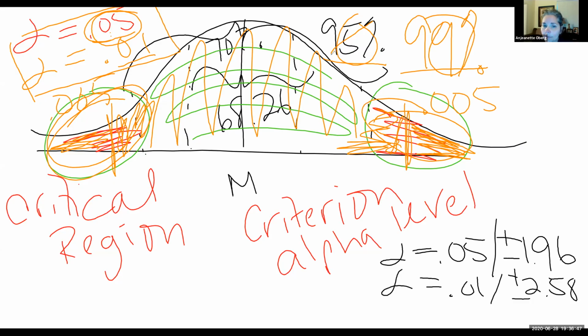So I have to have scores that are beyond those boundaries in order for it to be in the critical region, okay? So those boundaries are going to be really important moving forward. And I want to give you just a little bit of heads up. I'm going to go ahead and clear this.